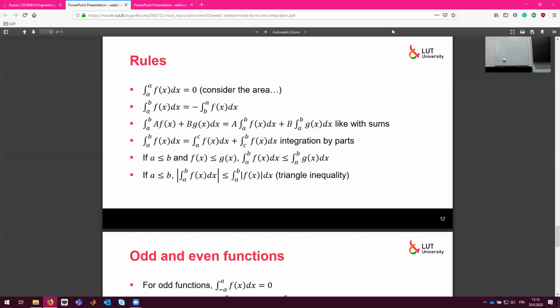And then there's a triangle inequality. It's a bit difficult to read like this, but what this says is that if the function dips below 0, then we are supposed to subtract these parts from the sum. So if we take the absolute value of the function and integrate that, the result is always greater than or equal to the absolute value of the integral. Essentially, how much stuff there is inside the integral is always less than the sum of the absolute values of the parts.